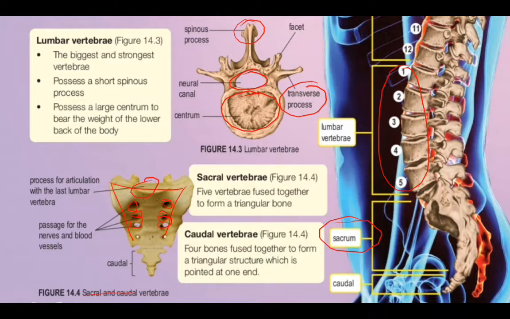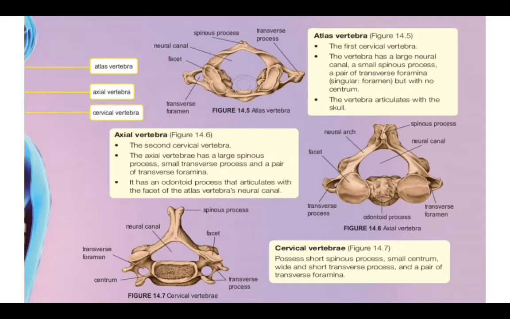And then di sini last one, this is caudal vertebrae. 4 bones fused together to form a triangular structure which is pointed at one end. Ini adalah caudal vertebrae.